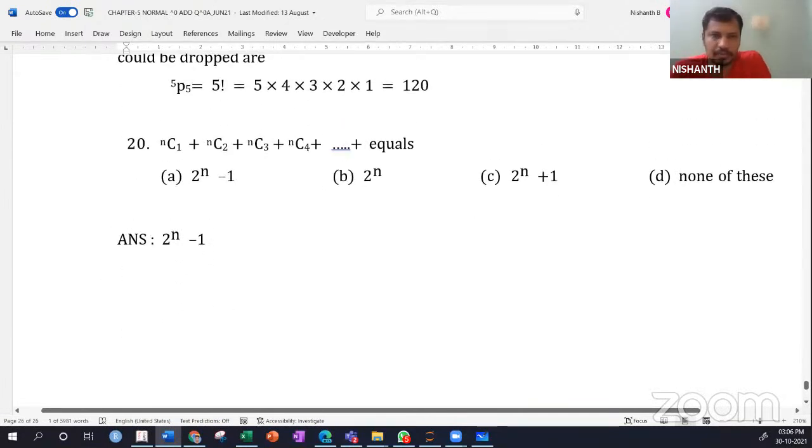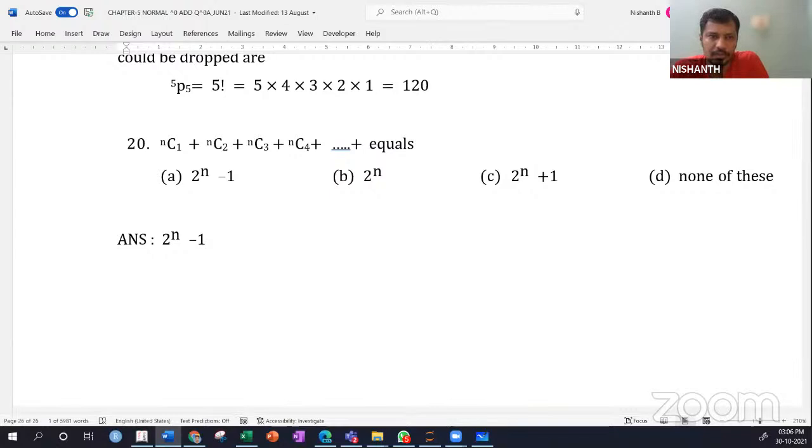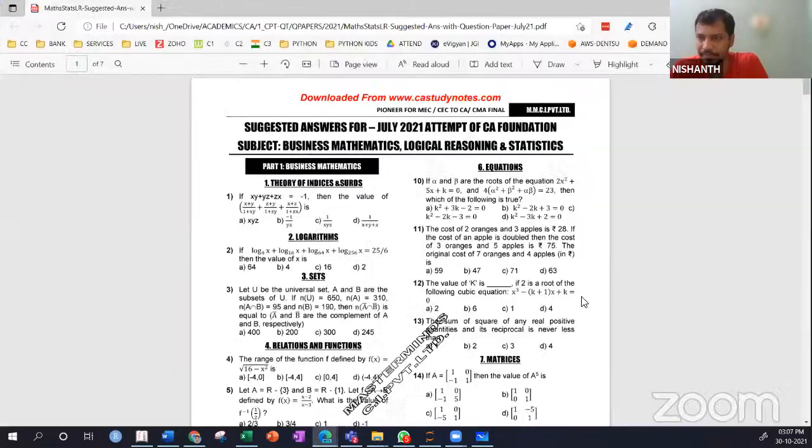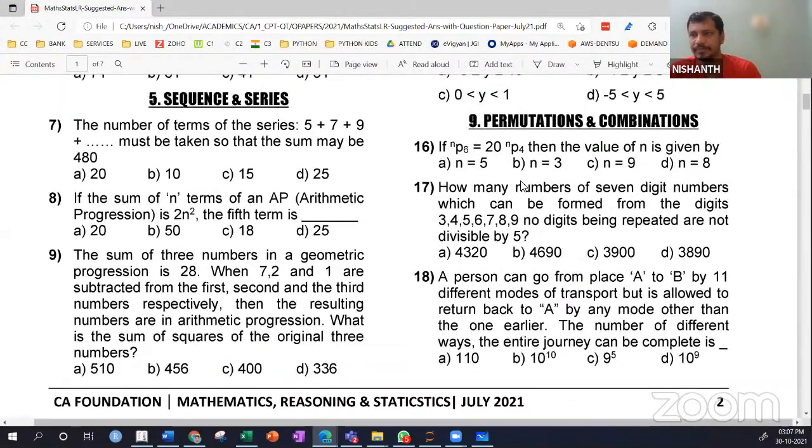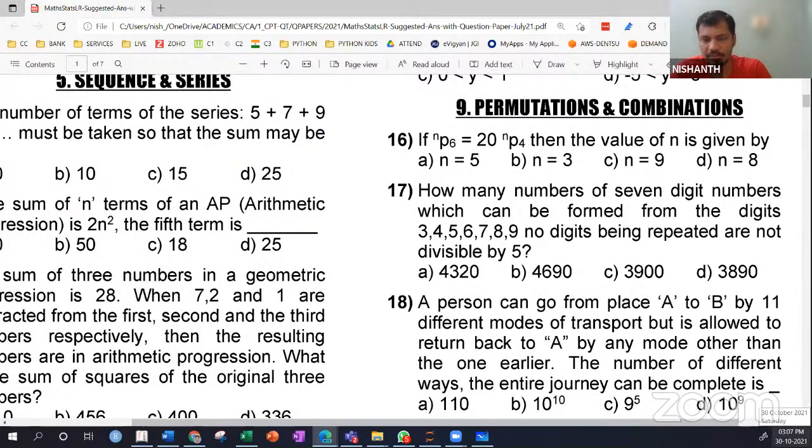Okay, so now since we have done this, let me take the recent question paper, July 2021. Yeah, recent 2021 question paper, and let's see whether you can solve the problems or not. 16th one. Did we solve the permutation and combination question paper first? We didn't solve, right? We only solved for ratio proportions or something like that, the first few chapters. Anyway, 16th problem. If NP6 is equal to 20 NP4, find the value of N.